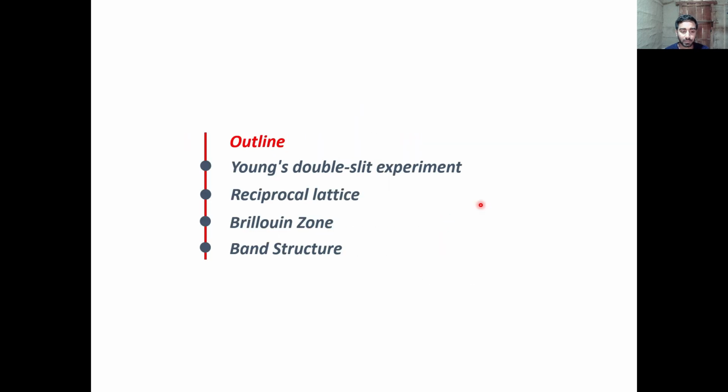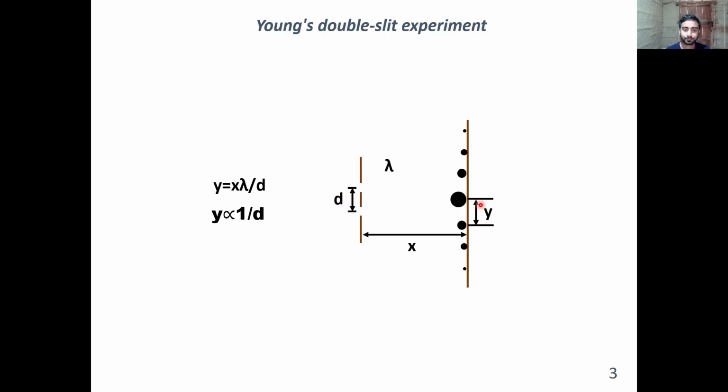This is the outline. I will explain the fundamental concept of reciprocal lattice with the help of Young's double slit experiment. Then I will discuss reciprocal lattice. After that, I will discuss Brillouin zone and band structure, I mean the E-k diagram of solids.